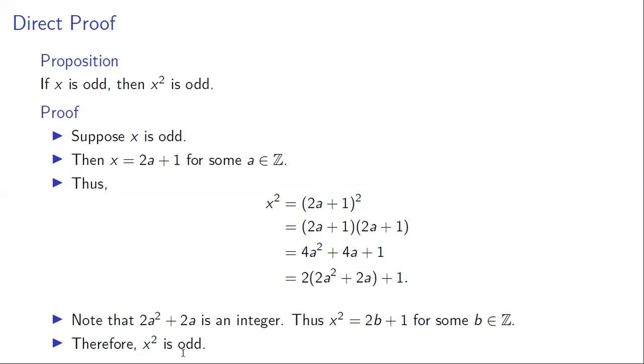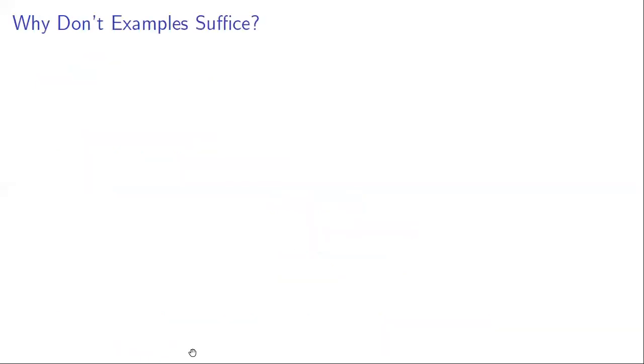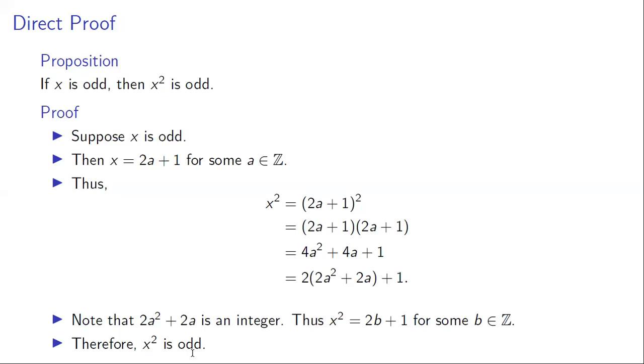Okay, great. Now let's talk about why examples don't suffice. For the previous proposition, why couldn't we just give a few examples, maybe 5 examples? Why wouldn't that be enough? After all, when you test a program, how do you test it? You test it with a bunch of examples, and then you consider it.